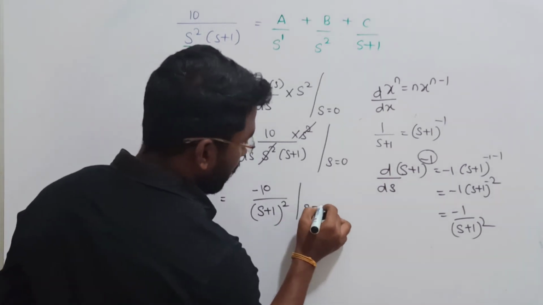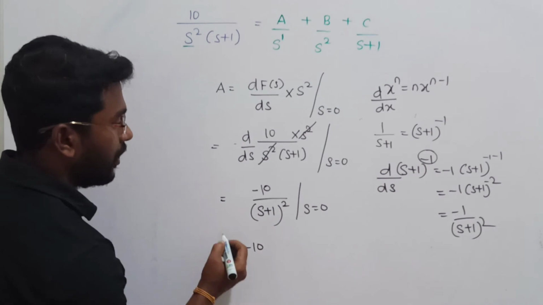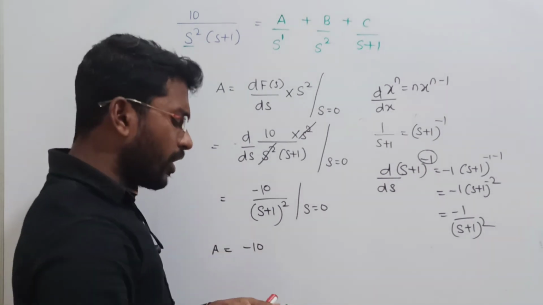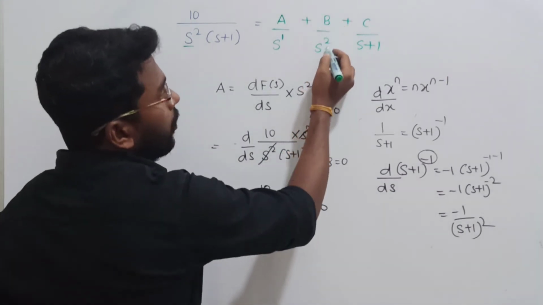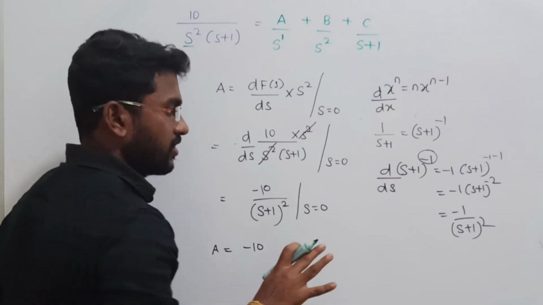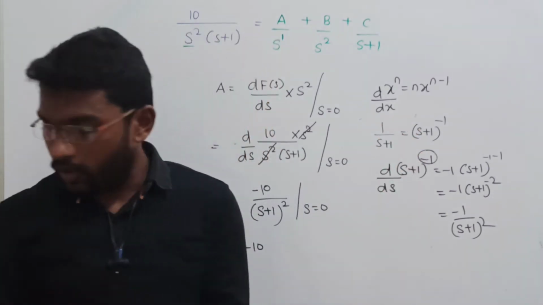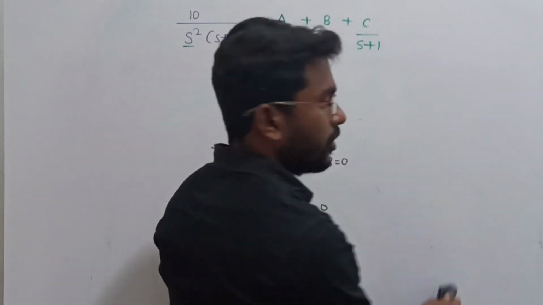Now you can substitute the value of s as 0. When s is 0, it will become minus 10. So the value of a will become minus 10. Now to calculate the value of b and c, that is very simple. See, why sir? See, b corresponds to the pole s square, that is the actual root. So you don't need to do any differentiation, right? To obtain the actual root, we don't need to do any differentiations, right? We can simply find out the answer, right?